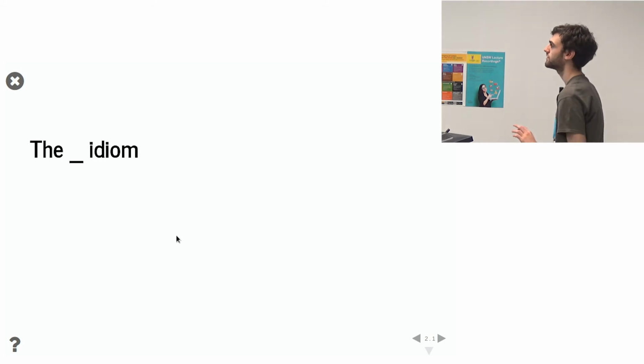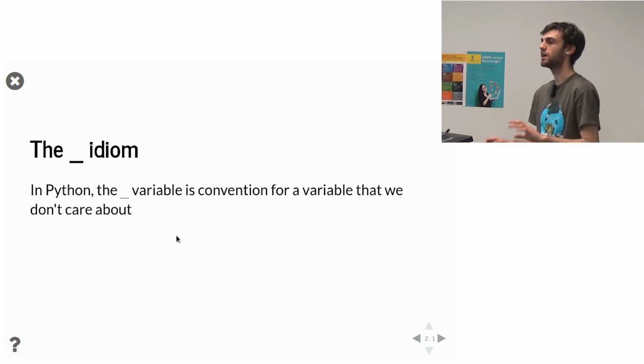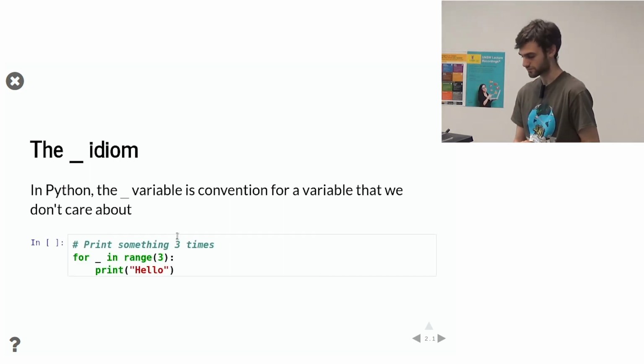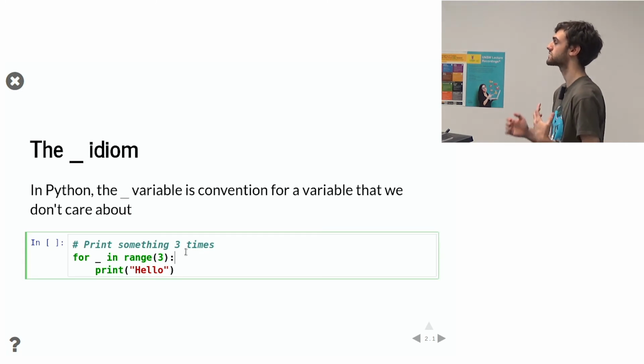So we have the underscore idiom. The underscore idiom is just convention for saying, I don't care about this variable, let's just forget about it. So you can have something like this. If you want something to happen 3 times, you just use the underscore for the variable and it prints hello 3 times.